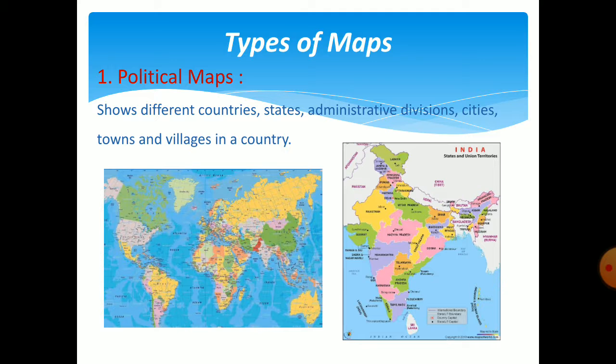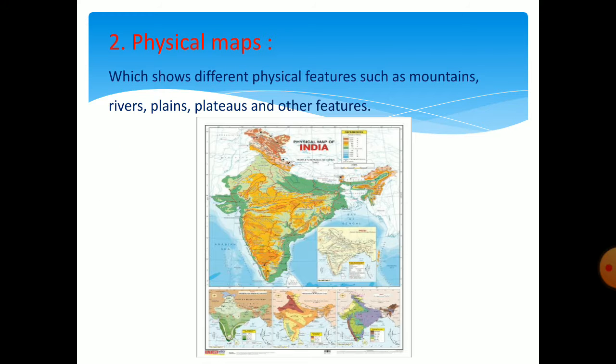In the political map of our country India, it shows the different states. Then the second type of map is the physical map, which shows us different physical features such as mountains, rivers, plains, plateaus, and other physical features present on the earth's surface. You can see here the physical features are shown differently with different colors like yellow, green, brown. Different colors have been used to show the different physical features.